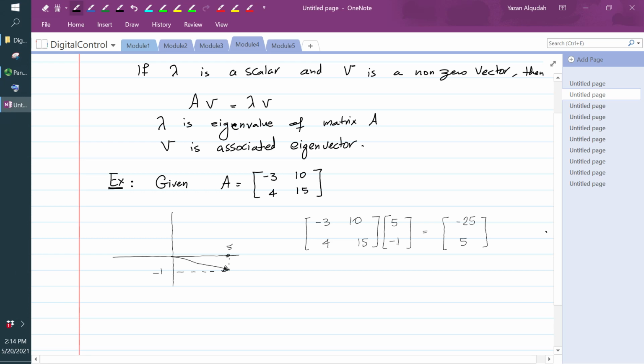I have a vector that switched from the origin to 5 and -1. Then I did this transformation to this vector, and what happened? I end up with a new vector that is equal to -25 and 5. So therefore, this vector is going to equal -25 and 5. This is 5, and this is the vector that resulted from this transformation.